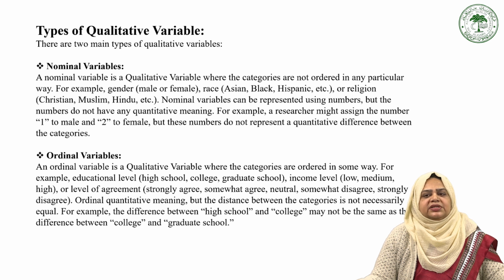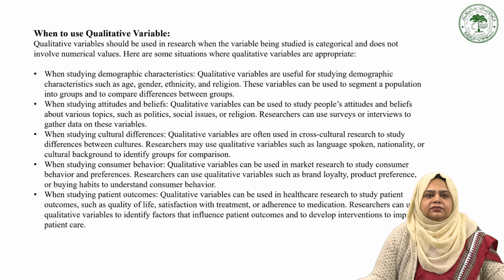Nominal variables allow researchers to categorize data, while ordinal variables provide a sense of ranking or hierarchy among the categories. By recognizing the differences between these types of variables, researchers can accurately interpret and analyze their data.